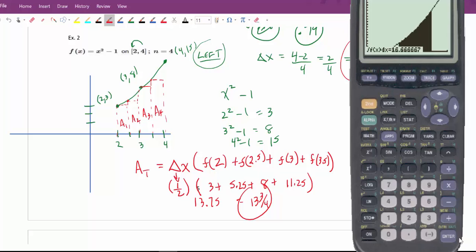The idea I'm trying to generate here is the more rectangles we use, the more accurate the area becomes. And calculus will allow us to make the width of the rectangle infinitesimally small. So in other words, we'll be able to sum up an infinite number of rectangles and get a finite area. That's weird, isn't it? That's real weird. That's the way it works.